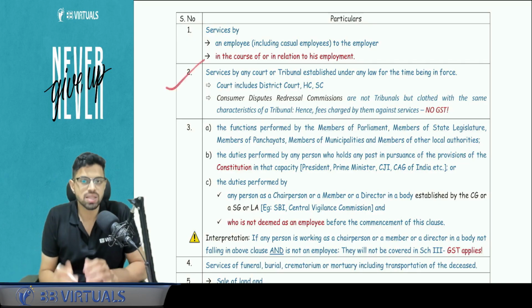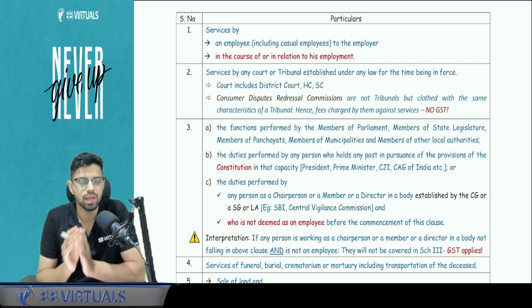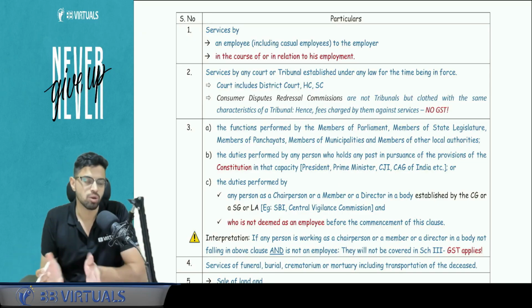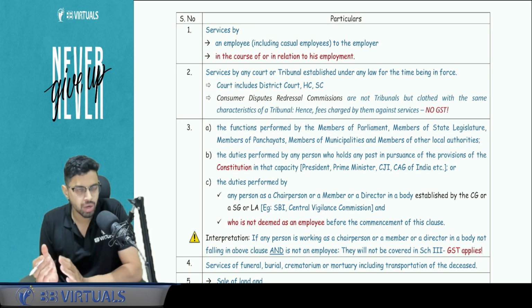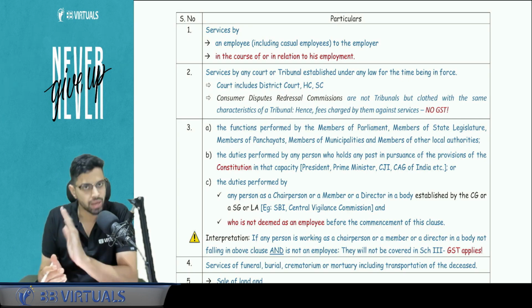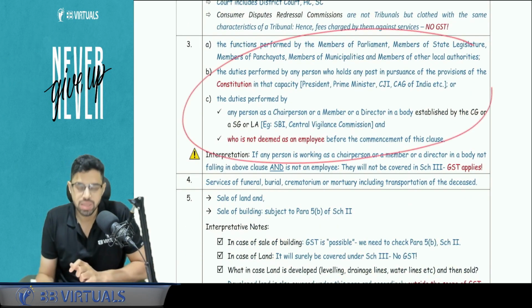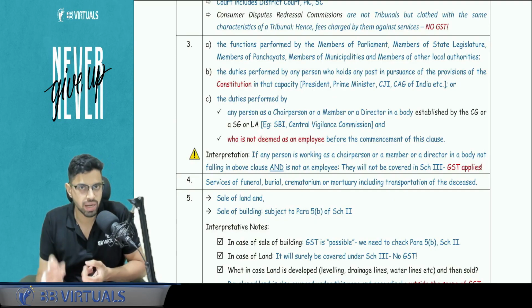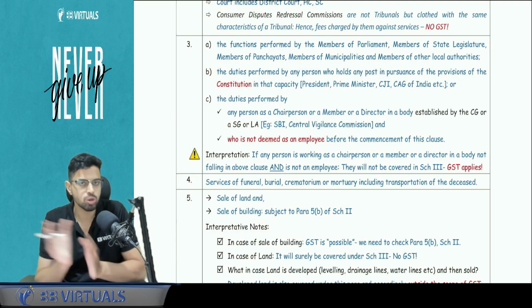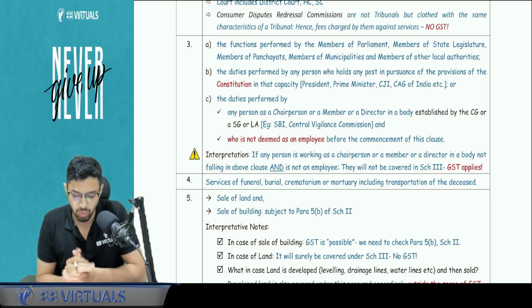Next, whatever services are given by any kind of court, High Court, Supreme Court, District Court, Tribunal, NCLT, all those fees that they charge are outside the scope of GST. Consumer Dispute Redressal Commission technically is not a tribunal, but it is just like a tribunal, so that is also outside GST. Whatever functions are performed by MP, MLA, Prime Minister, Constitutional Post, Chief Justice of India, Comptroller and Auditor General of India, all those constitutional and government posts are outside the scope of GST.